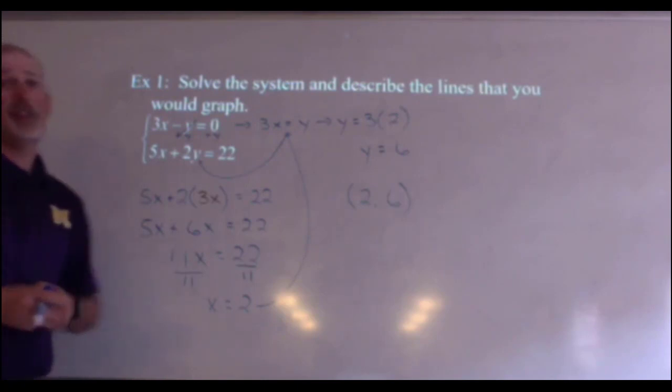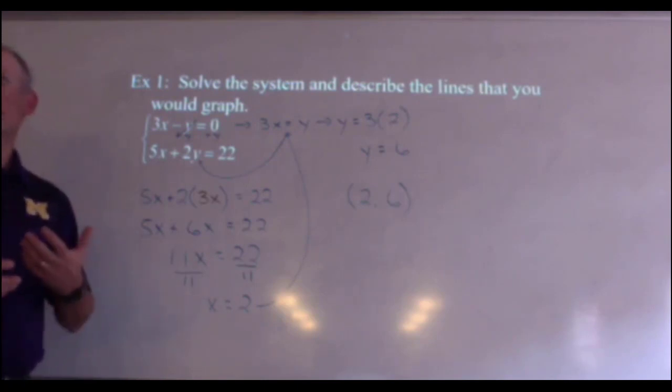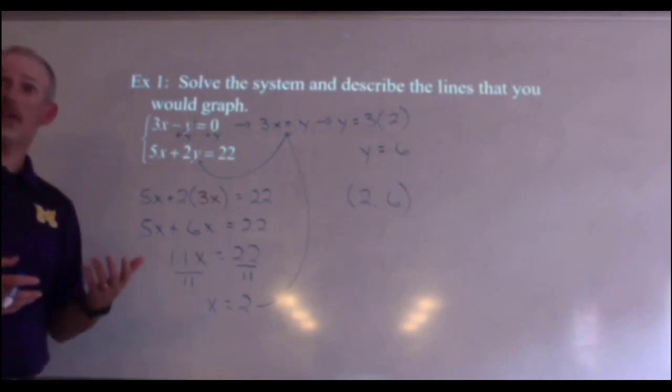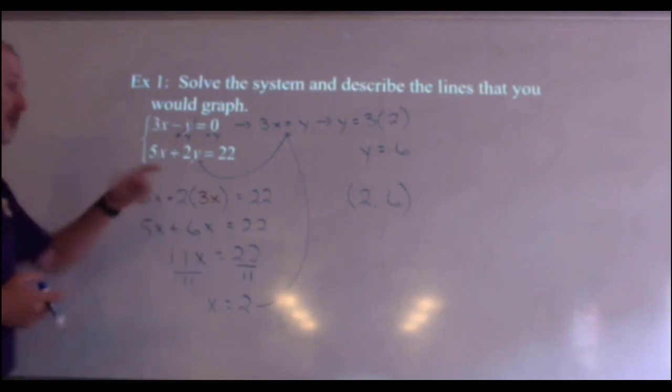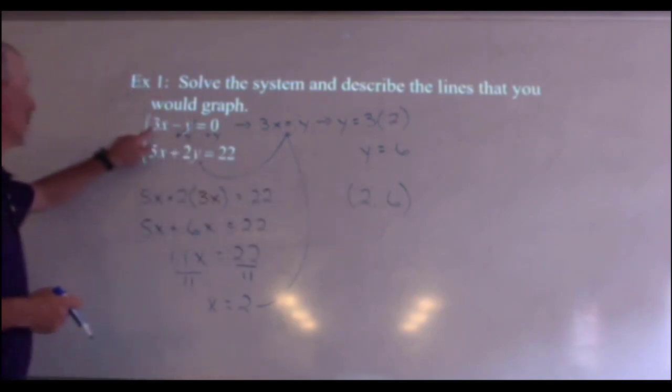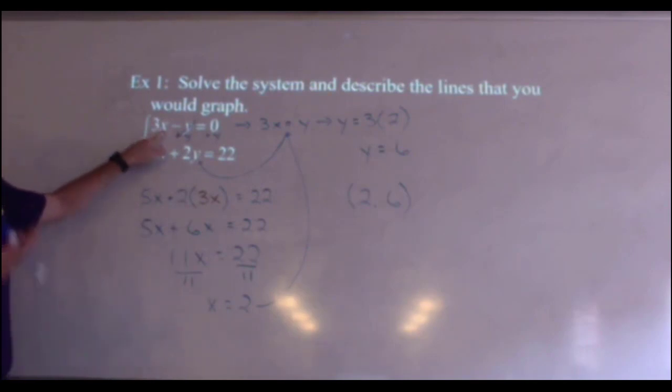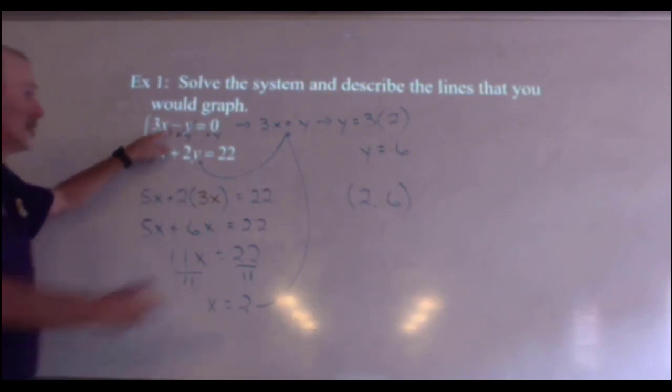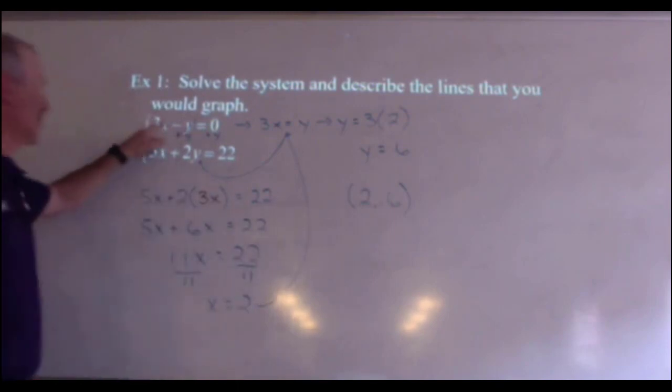Okay, and then the other thing you can always do with equations is if you want to check your answer and see if you're correct, you can always plug it back in. So if we put this in here, this would say 3 times 2 is 6, right? Minus y, which is 6. So 6 minus 6 equals 0.